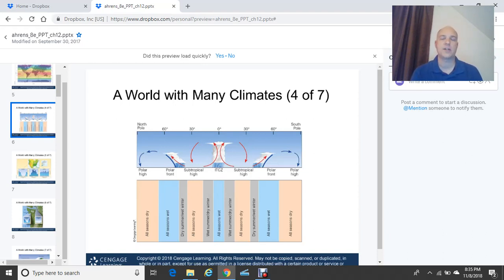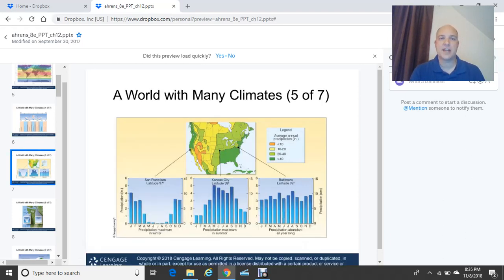Southern California, another great example of a Mediterranean climate. They get most of their precipitation during the winter months in California, especially Southern California. And then at 60 degrees latitude, you typically have a lot of precipitation, a fairly wet climate, all seasons wet. And then up at the polar areas, 90 degrees north and south with a polar high, you typically get all seasons are dry.